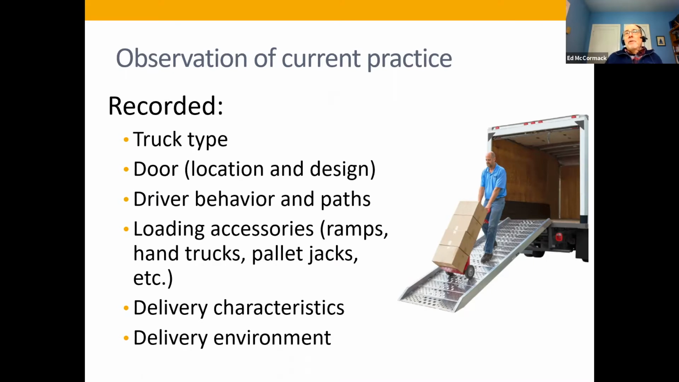And we looked at the accessories that the driver used to move the goods around, ramps out of the back of the truck, hand trucks like you see there in the picture, pallet jacks for bigger loads, and whatever other things they used, bins or other loading accessories. We looked at what was being loaded and unloaded, and we looked at the environment where these activities were occurring. So this gave us a picture of how loading activities occurred.